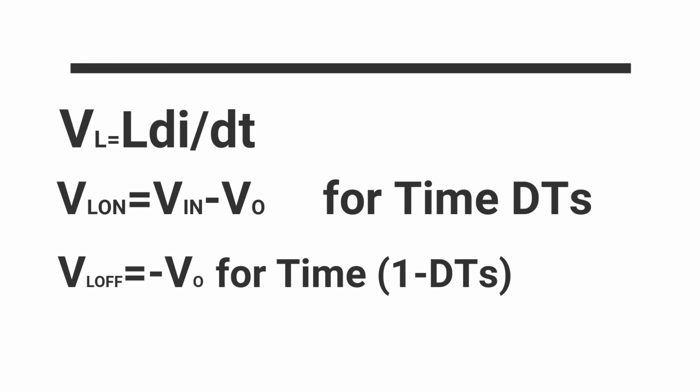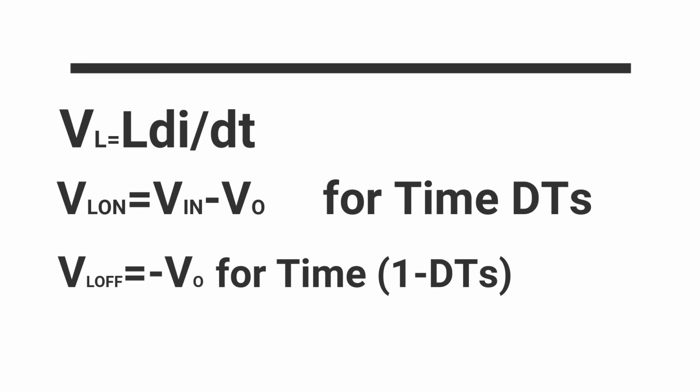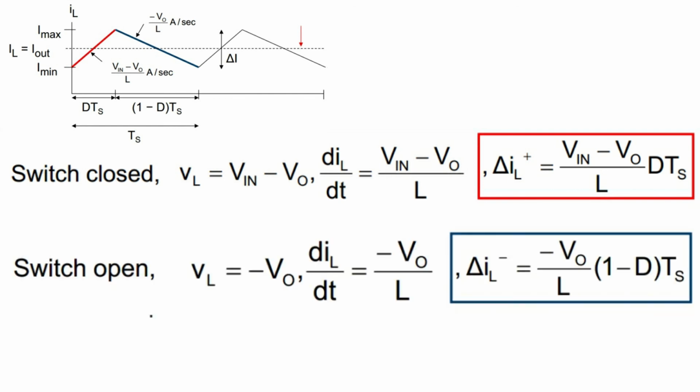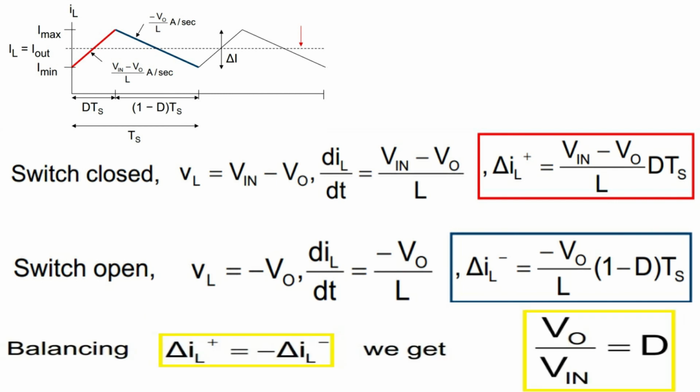As we know, the voltage of the inductor is given by VL equals L di over dt, so just convert it into current, put in the value of the voltage, and we see that delta IL positive is equal to (Vin minus Vout) into DTs. All the same steps give delta IL negative, and here we go. By comparing these relations, delta IL positive and negative, we get Vout over Vin is equal to D.